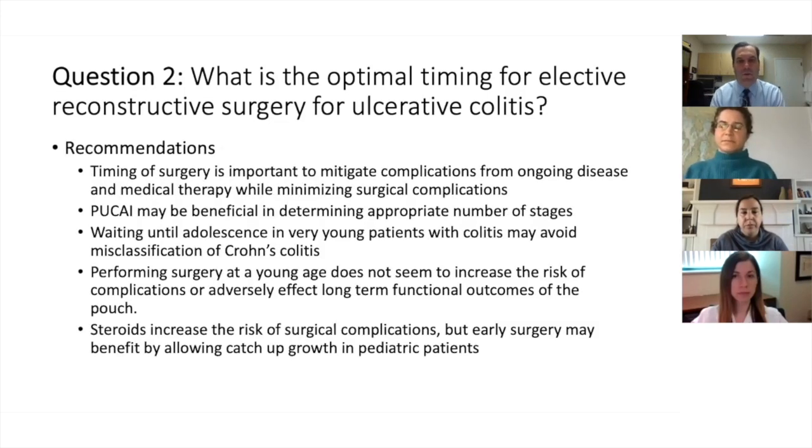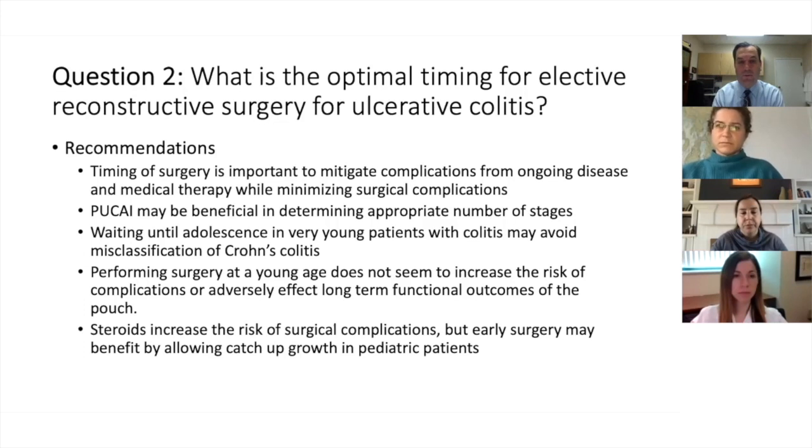So while timing of surgery is important to mitigate complications from ongoing medical management, we need to discuss the other risks that could come up from surgical management. The PUCAI index may be beneficial in determining the appropriate number of stages based upon the score that is provided. Waiting until adolescence, especially in very young patients, may be appropriate, especially if there is a diagnostic concern. But when performing surgery at a young age, it does not seem to increase the risk of long-term complications or adversely affect our long-term functional outcomes of the pouch.